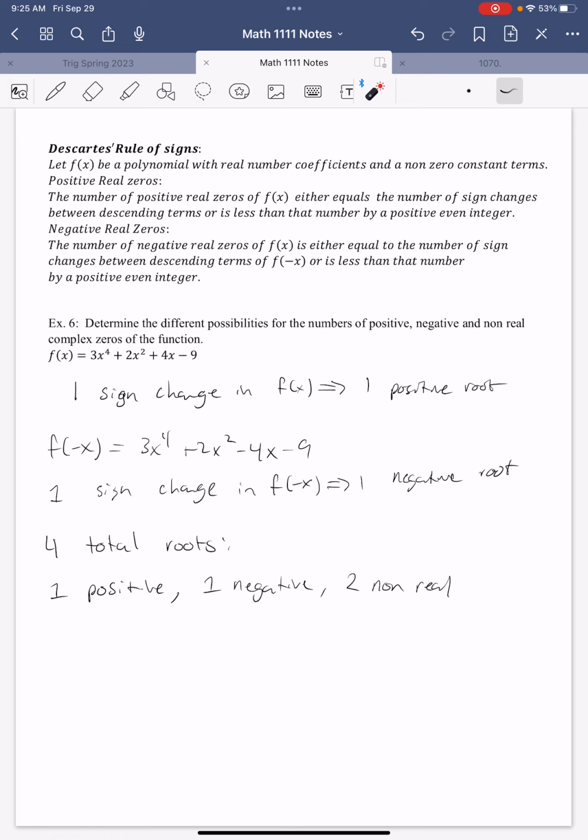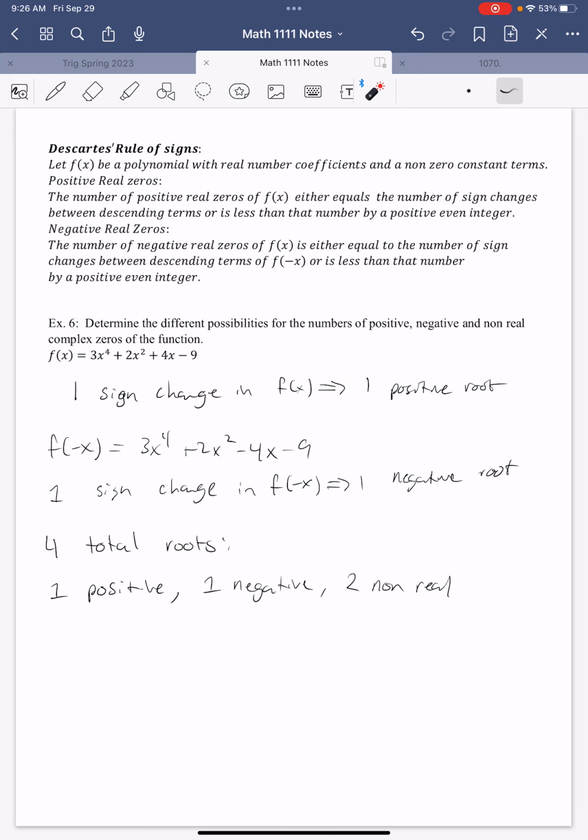Descartes' rule of signs says that if you count the sign changes in f of x, that can tell you the potential number of positive roots. So a sign change happens right here when we go from a positive coefficient to a negative, or vice versa. So here to here is not a sign change because both of those are positive. Here to here is not a sign change, both positive. Here to here is a sign change. So one sign change tells us one positive root.